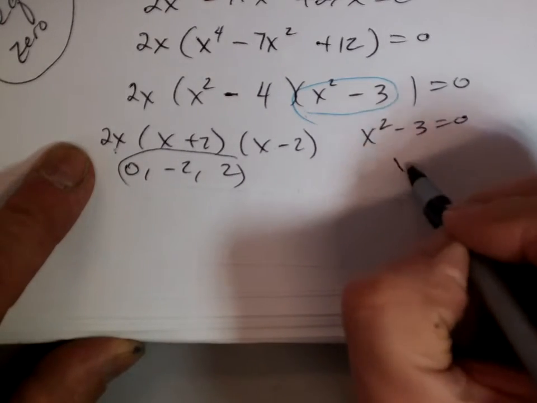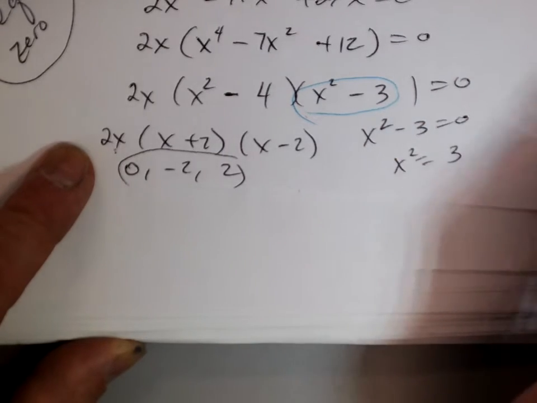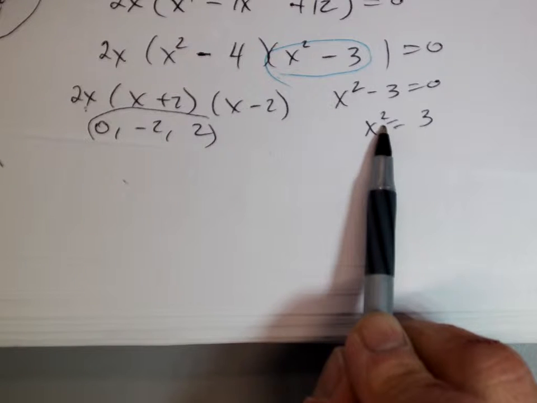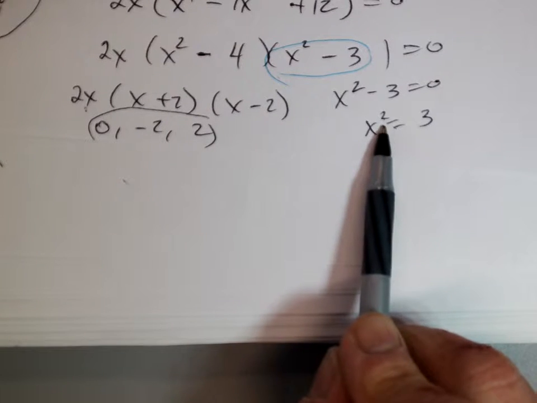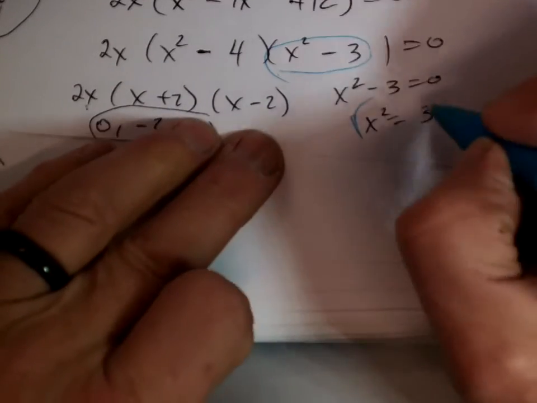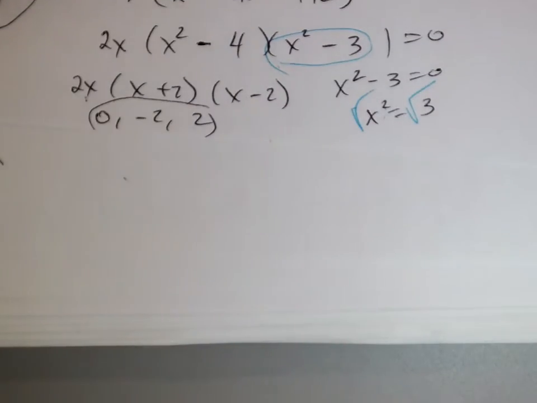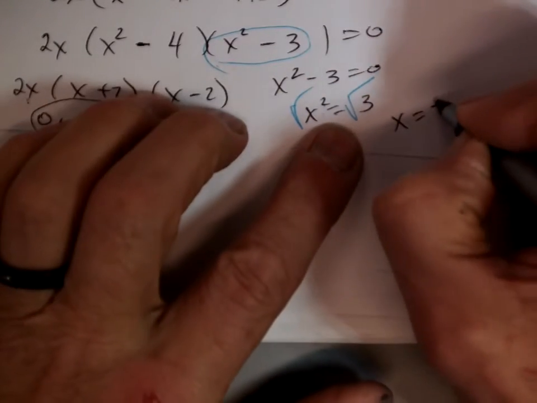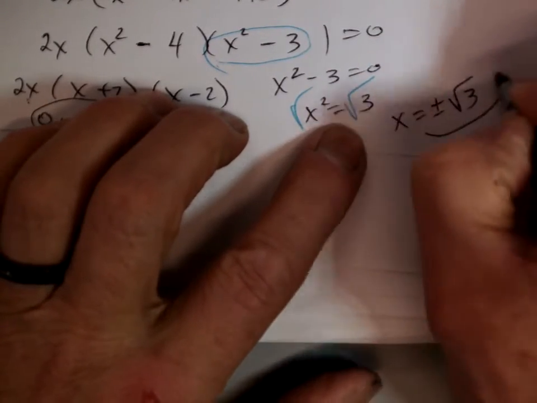But this one, you're going to get x squared equals 3, right? Now, how many answers right here? How many answers? 2, right? So I'm going to take the square root of both sides, but I need 2 answers, right? So what I'm going to get is x equals plus or minus the square root of 3.